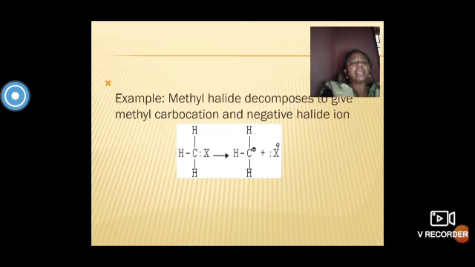Example, methyl halide. Methyl halide means a methyl carbocation and a halide ion will be formed with the use of heterolytic cleavage.